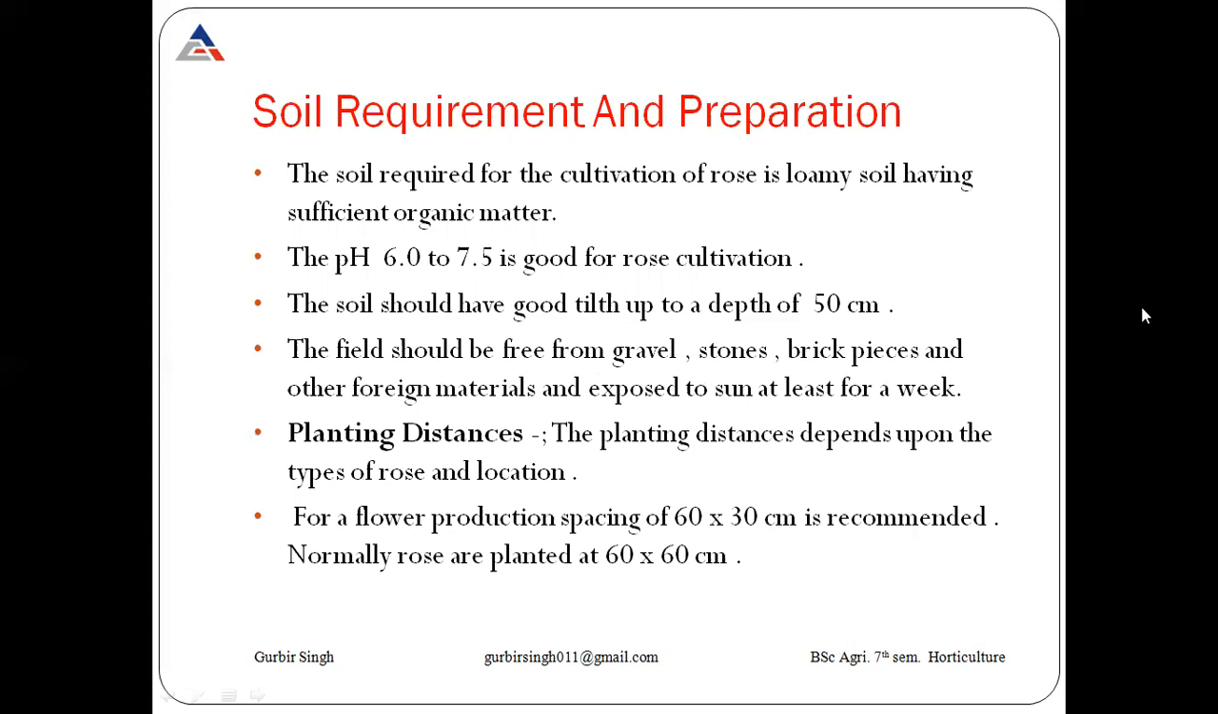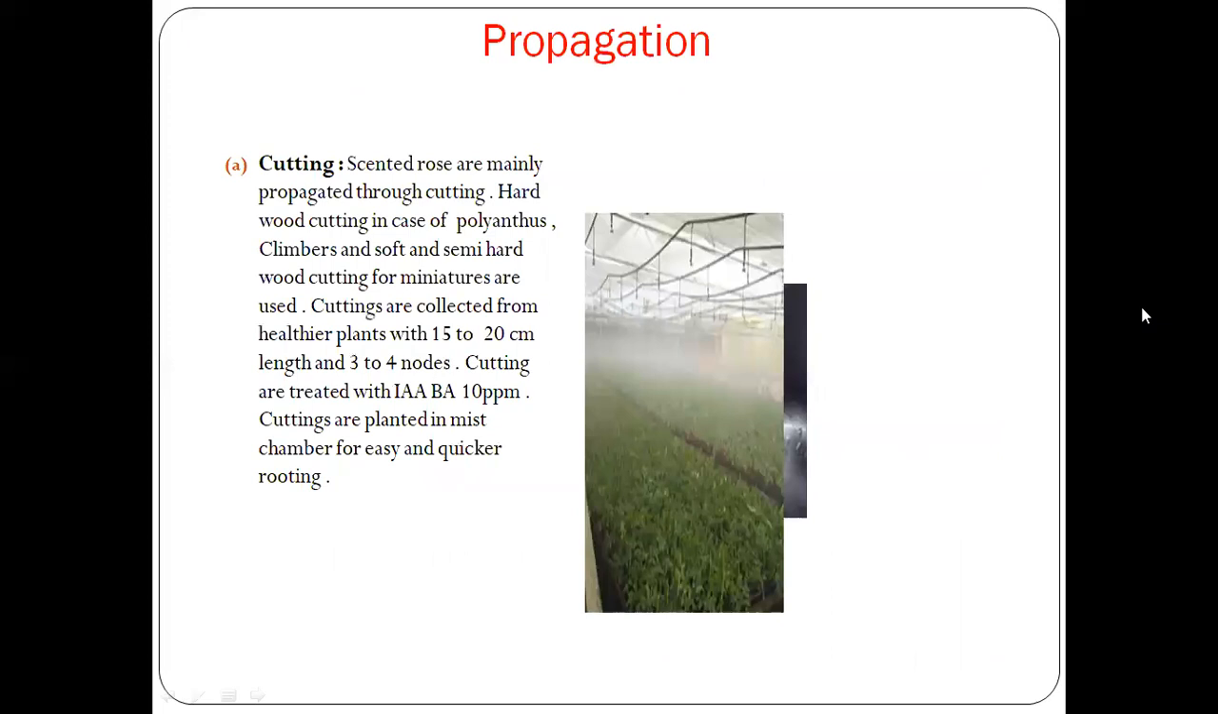a week. Planting distance. The planting distance depends upon the type of rose and location. For flower production, a spacing of 60 by 30 is recommended. Normally, roses are planted at 60 by 60 centimeter. Next is propagation. There are two methods of propagation. One is cutting and the second one is budding.